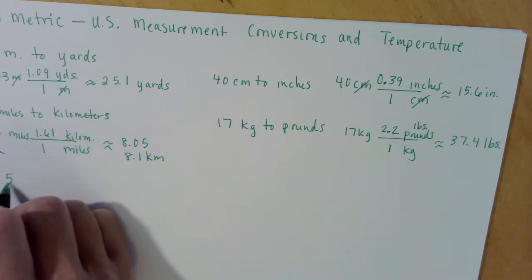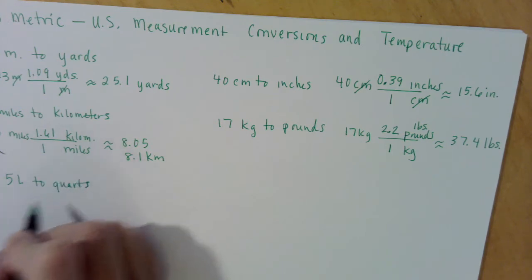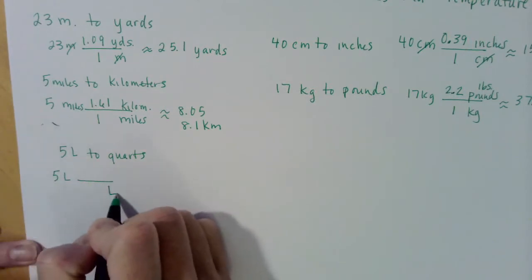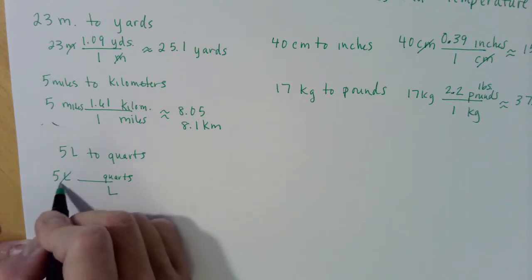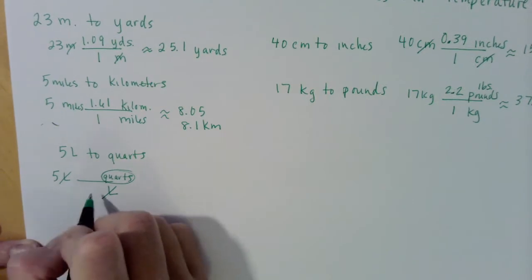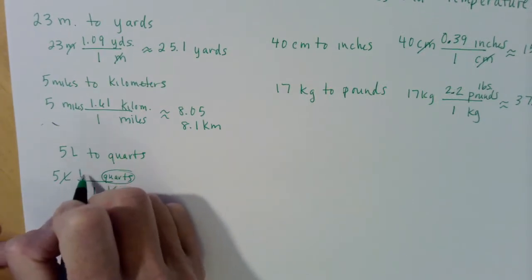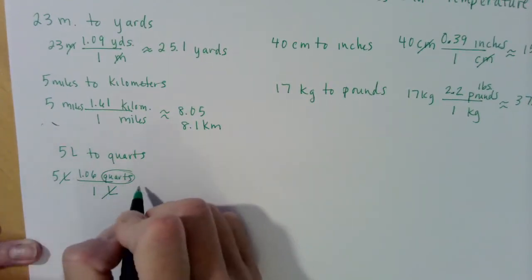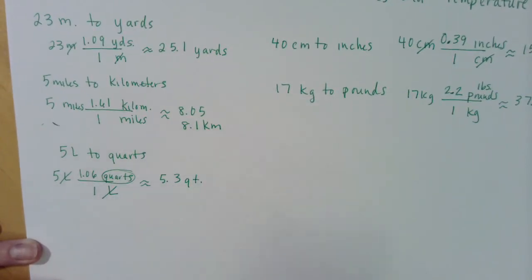Alright, how about this one? Let's go 5 liters to quarts. So I've got 5 liters, and I have to write liters on the bottom, and I want quarts to be my answer, so quarts on the top. Again, liters cancels, and quarts is your answer. And look on your chart and find that 1 liter, your basic unit, is 1.06 quarts. And so now on your calculator multiplying that, we get 5.3 quarts, don't we?